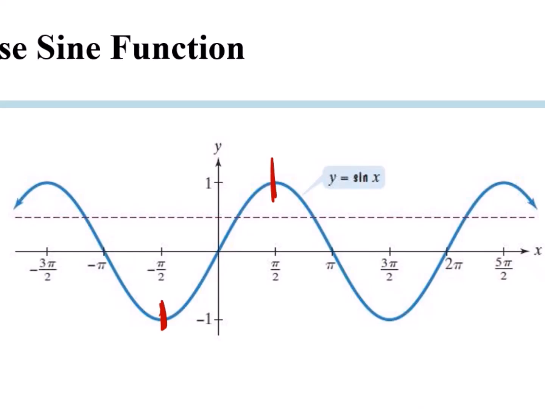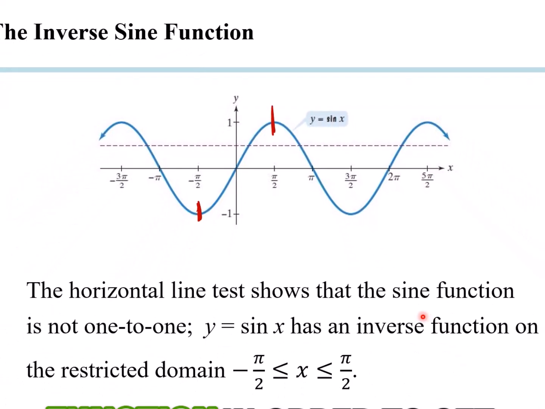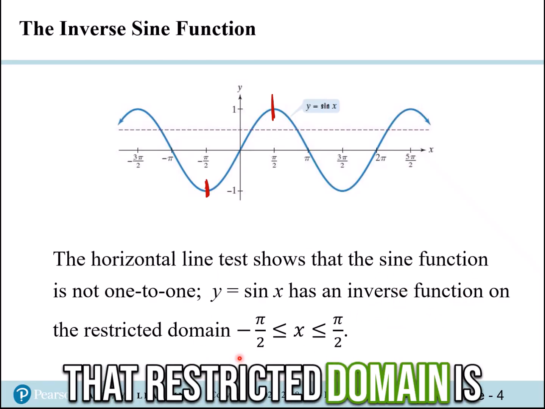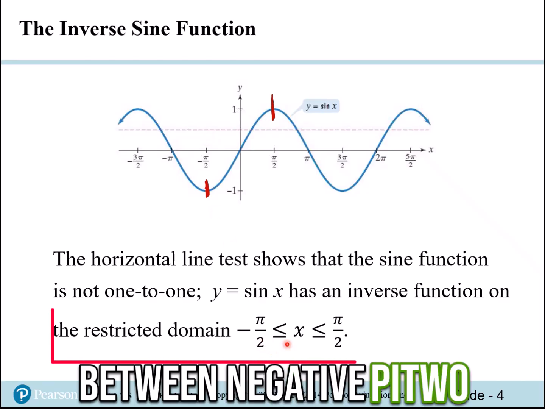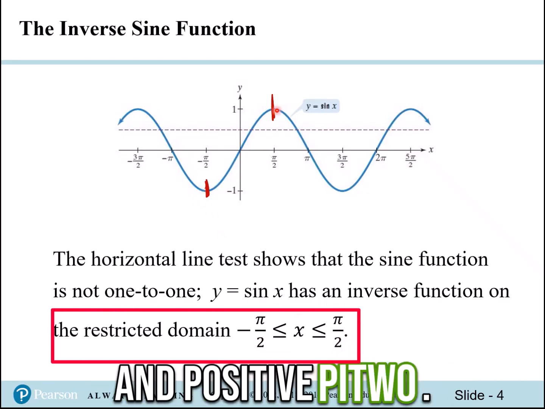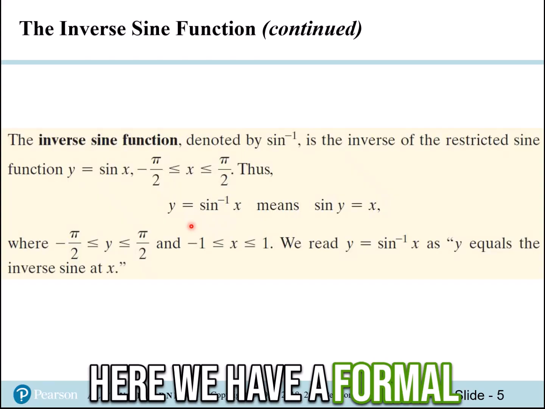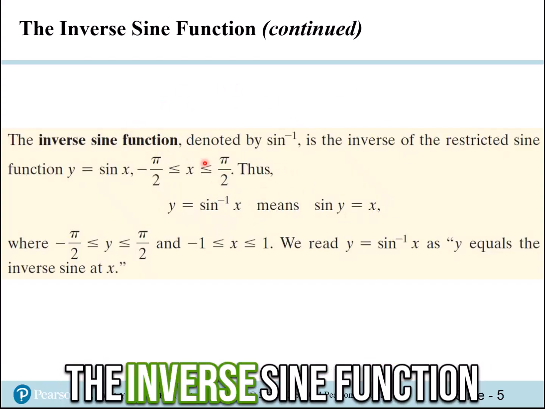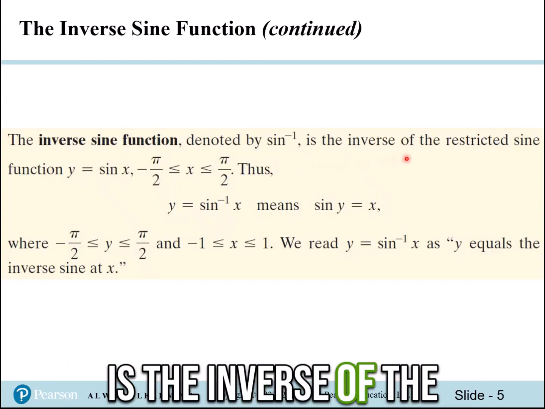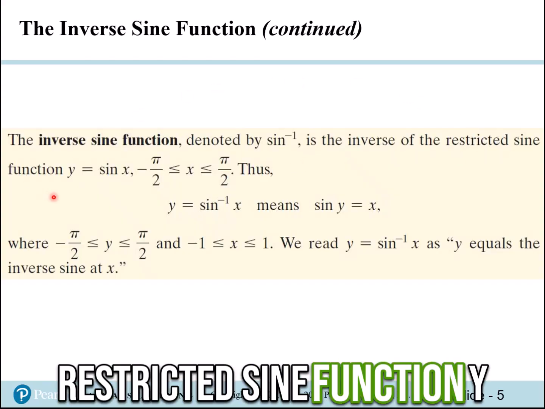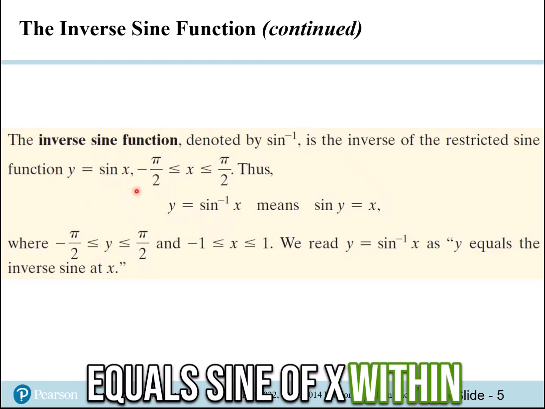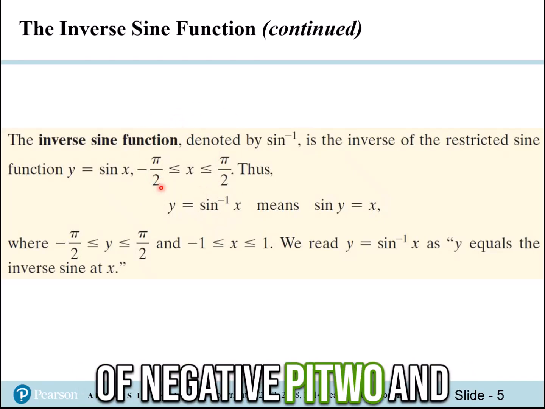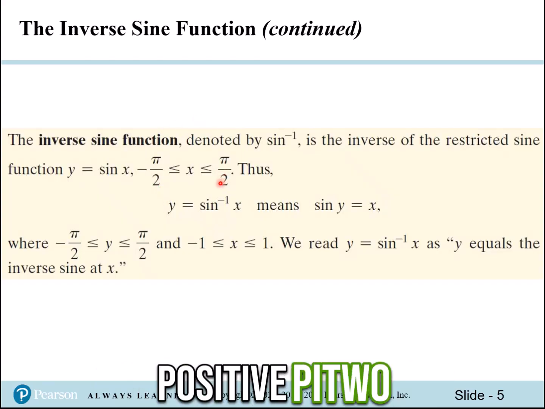We have to restrict the domain of the sine function in order to get an inverse function, and that restricted domain is between -pi over 2 and +pi over 2. Here we have a formal definition of the inverse sine function. To summarize it, it says here, the inverse sine function is the inverse of the restricted sine function y equals sine of x within the interval of x values of -pi over 2 and +pi over 2 inclusive.